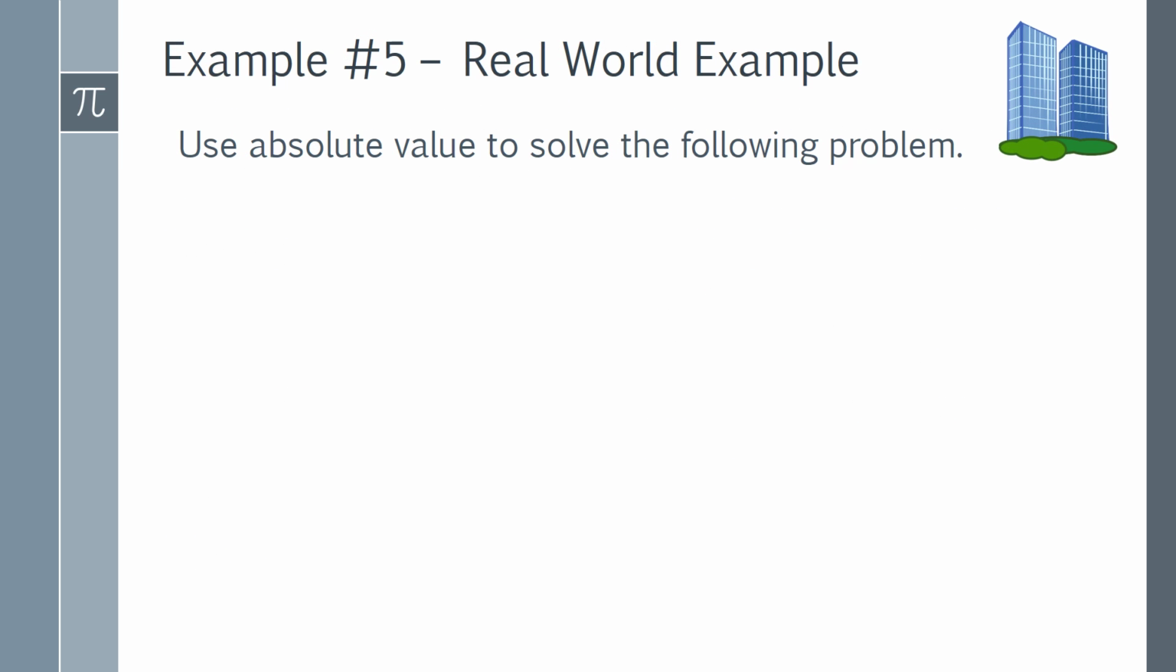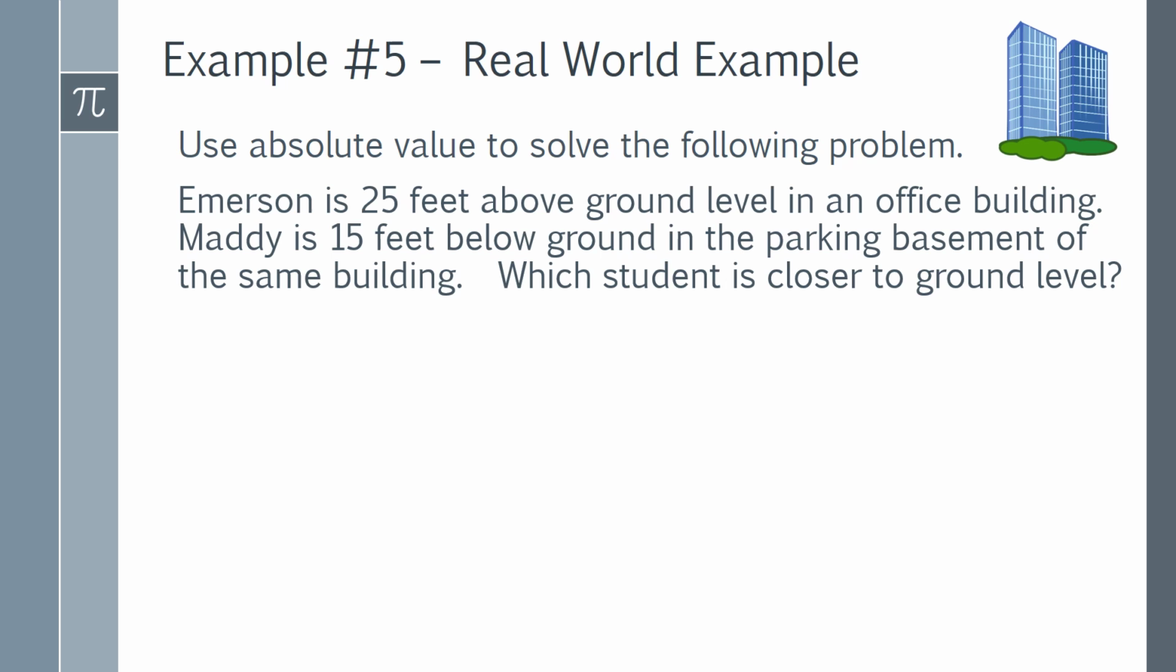Let's wrap up with a real-world example. We will need to use absolute value to solve the following problem. Emerson is 25 feet above ground level in an office building. Maddie is 15 feet below ground in the parking basement of the same building. Which student is closer to ground level?